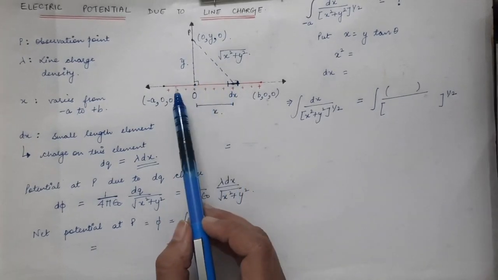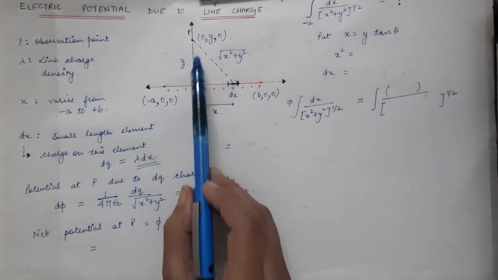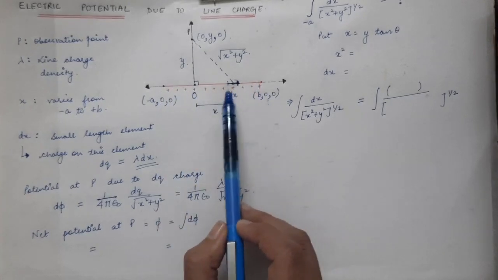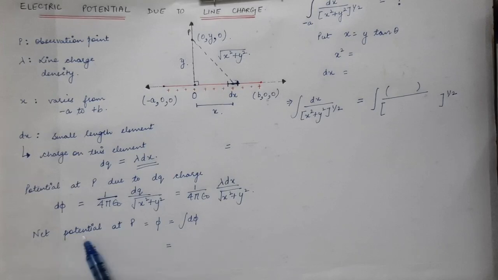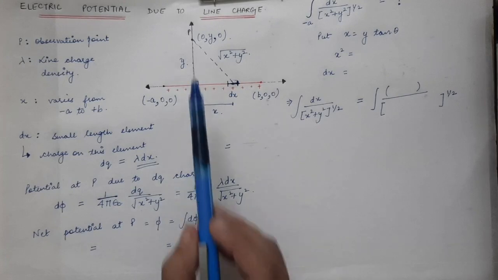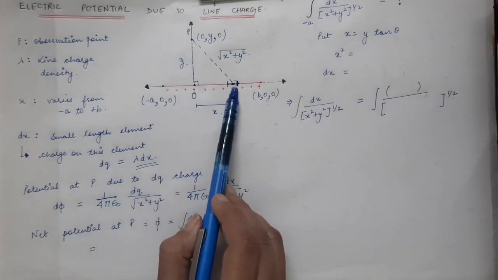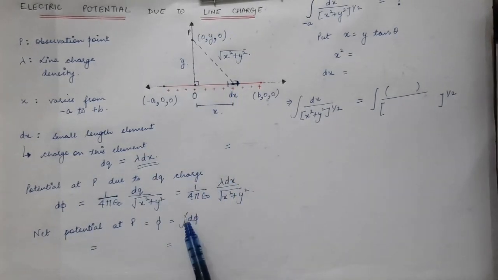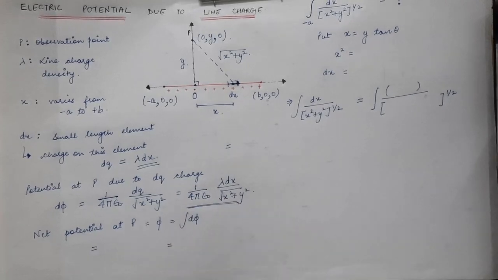But we want to find the potential at P due to this whole line charge. To find it, we must integrate this term. We want to find phi, the net electric potential at P. So we have to integrate over d phi, where d phi was the potential due to this small dq amount of charge. So we will do the integration of this particular expression.